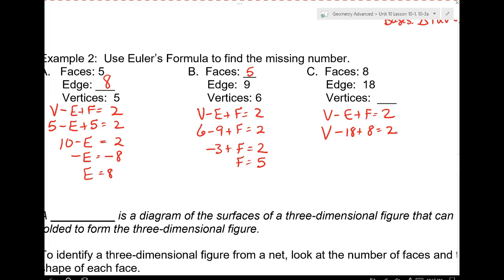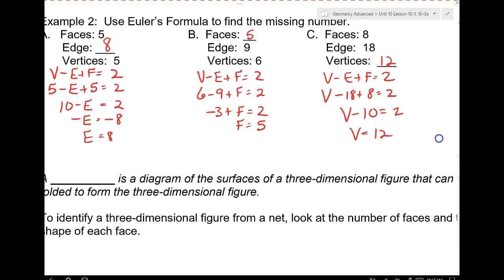Combine like terms. Do not subtract the 8, then add the 18. Again, people mess this up a lot. I don't know why. Just combine them first and get that vertices minus 10 is equal to 2. What is your vertices going to be, guys? 12. Look at all those edges. 12, 18 edges with 12 vertices.